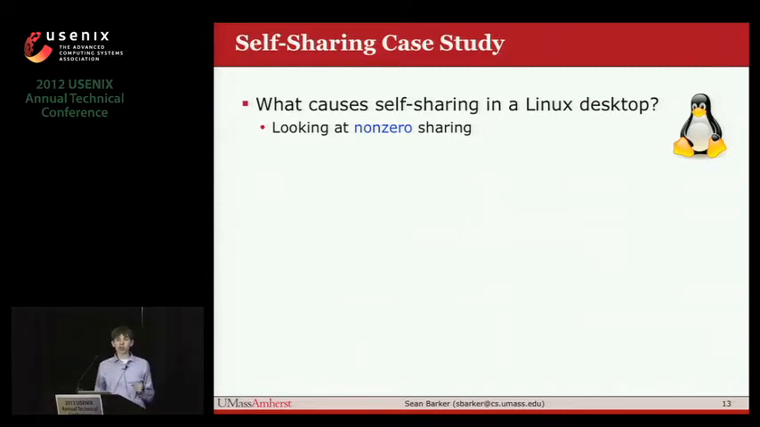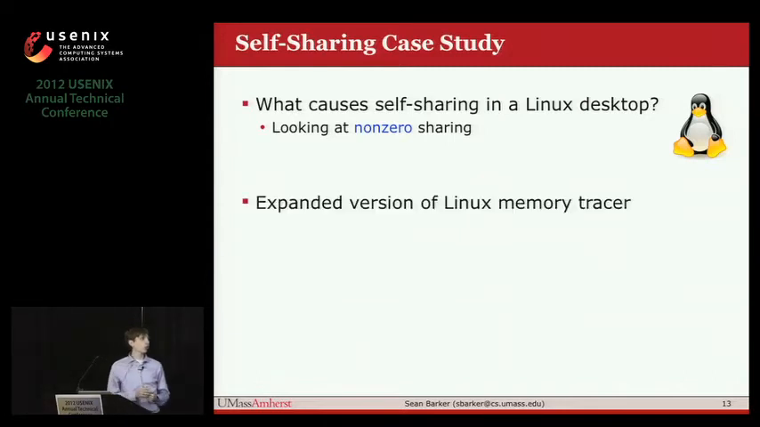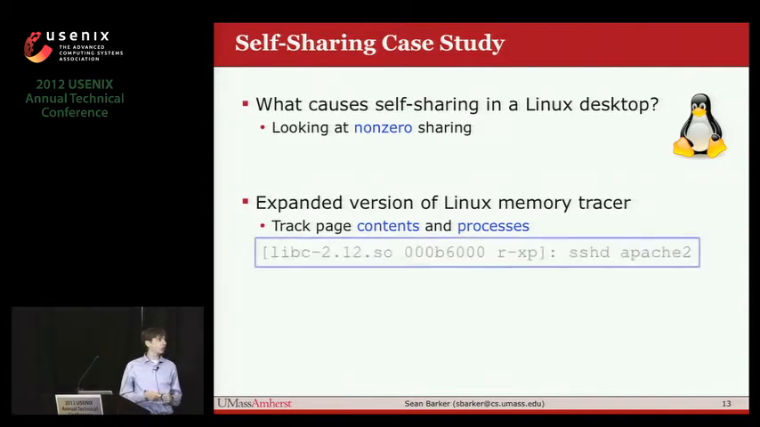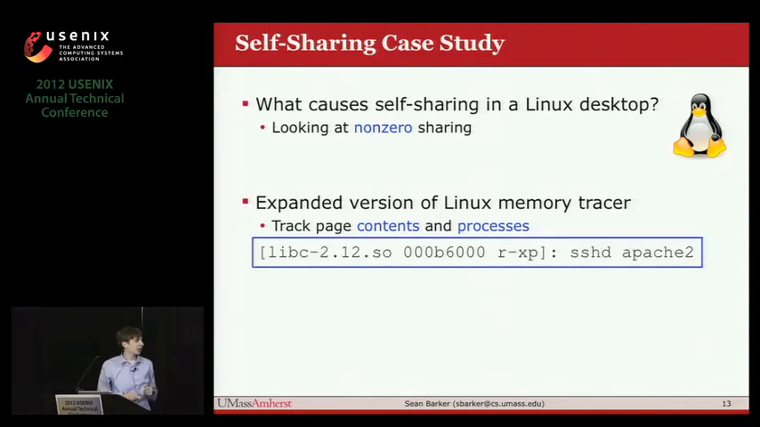To get some sense of this, we used an expanded version of the memory tracer we used to collect our real-world Linux traces. In addition to just the hash values of individual pages, our expanded tracer also tracks their contents and the processes using them. A simple example of what this might look like: we might have a page of libc, and it's being used both by the SSH process and an Apache process.